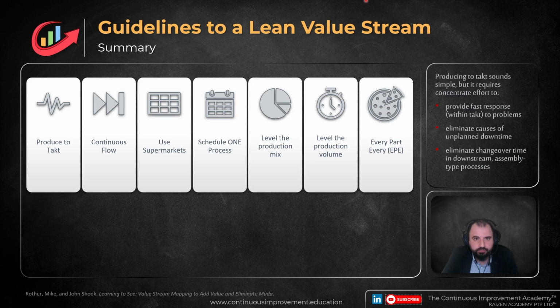So to recap, our journey to a lean value stream is guided by these 7 powerful principles. Produce to takt, setting the pace with the customer demand. Develop continuous flow wherever possible, which would result in eliminating any stagnation. Use supermarkets where continuous flow cannot extend upstream, controlling production via pull system. Schedule one pacemaker process and simplifying your entire production chain.